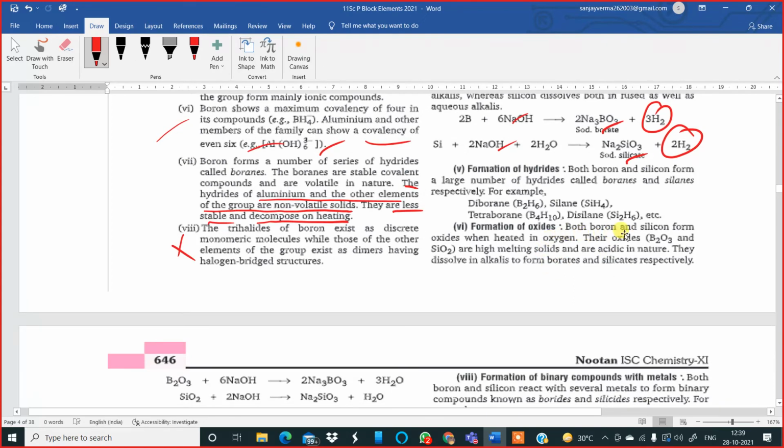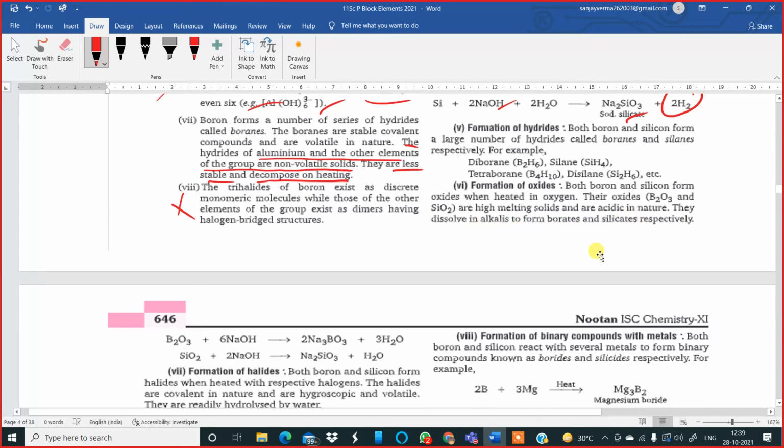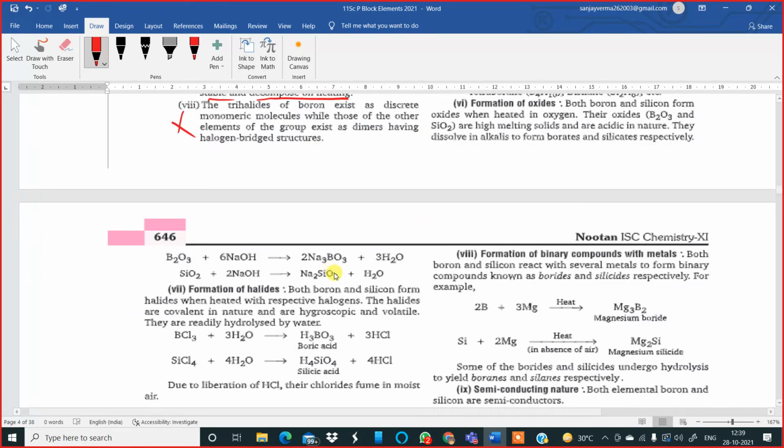Formation of oxides: both boron and silicon form oxides when heated in oxygen. Their oxides, boron oxide and silicon dioxide, are high melting point solids, and they are basically acidic in nature. They dissolve in alkalis to form borates and silicates respectively, as you can see in the equations over here. Borates and silicates.